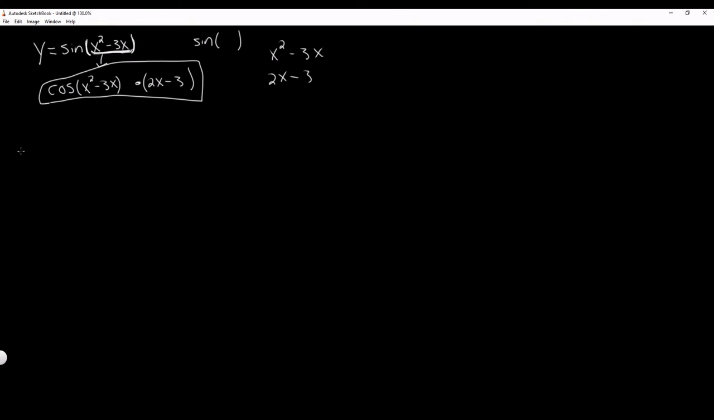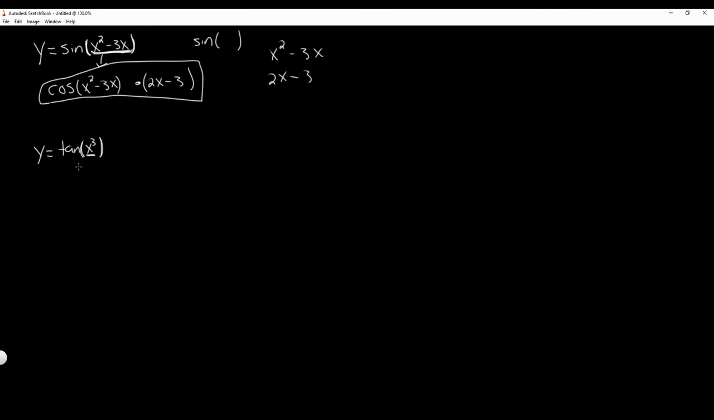Okay, so for the next one we're going to consider tangent of x cubed. So try this one yourself. Okay, so we have an inside function x cubed, that's something other than x, surrounded by a larger outer function, which is tangent. So this is perfect.